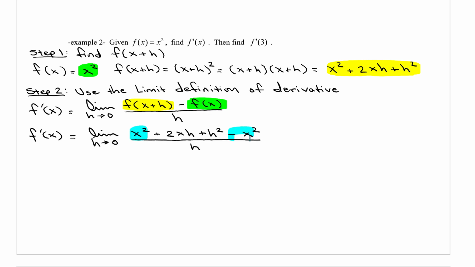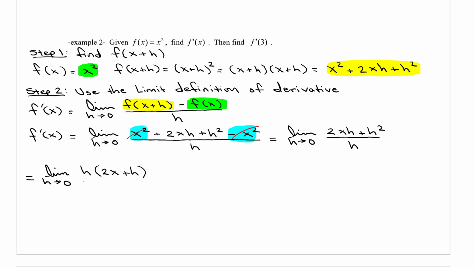I've highlighted the x squareds in blue, and I have canceled them out by drawing little red lines through them to show that they zero each other out when we add them up. This is going to be equal to the limit as h approaches 0 of 2xh plus h squared over h. And this equals the limit as h approaches 0 of, I can factor out the h, and that'll give me h times the quantity 2x plus h over h.